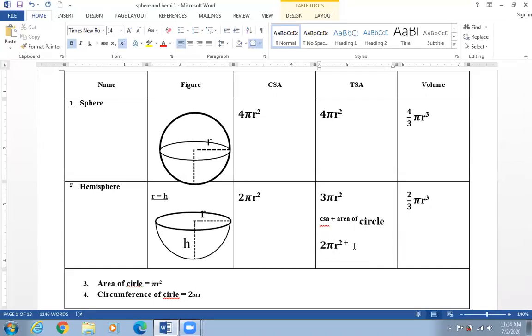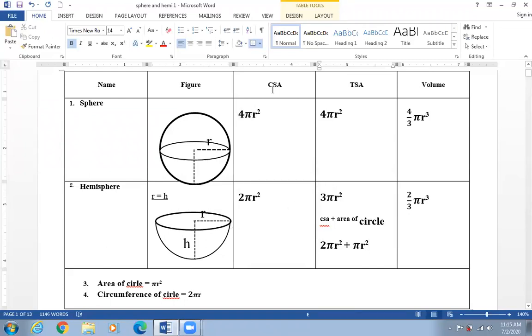And what is the formula of area of circle? Anyone knows what is the formula of area of circle? It is pi r square. That means 2 pi r square plus pi r square, it is going to be how much? 3 pi r square. So that's why it is 3 pi r square, because one more circle is also there, and that circle must be added.